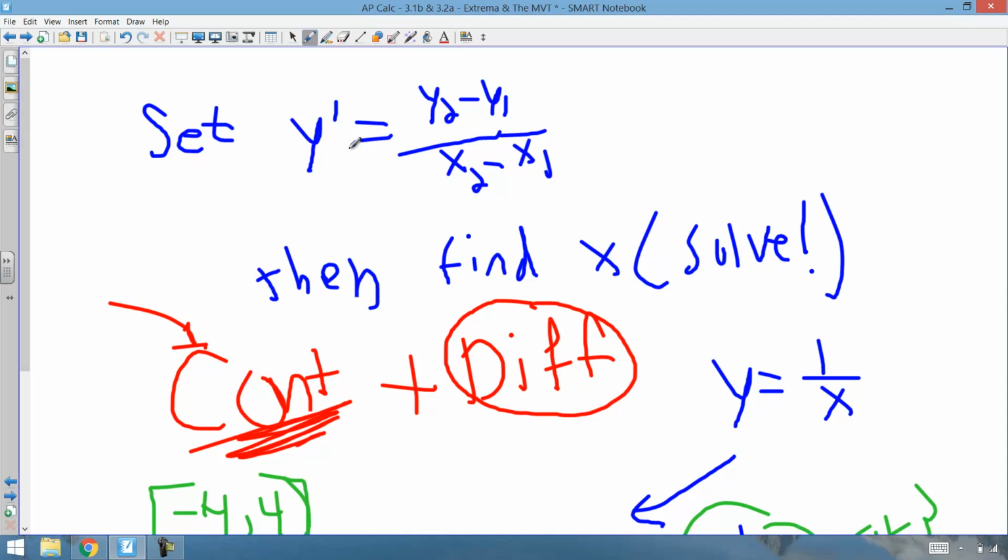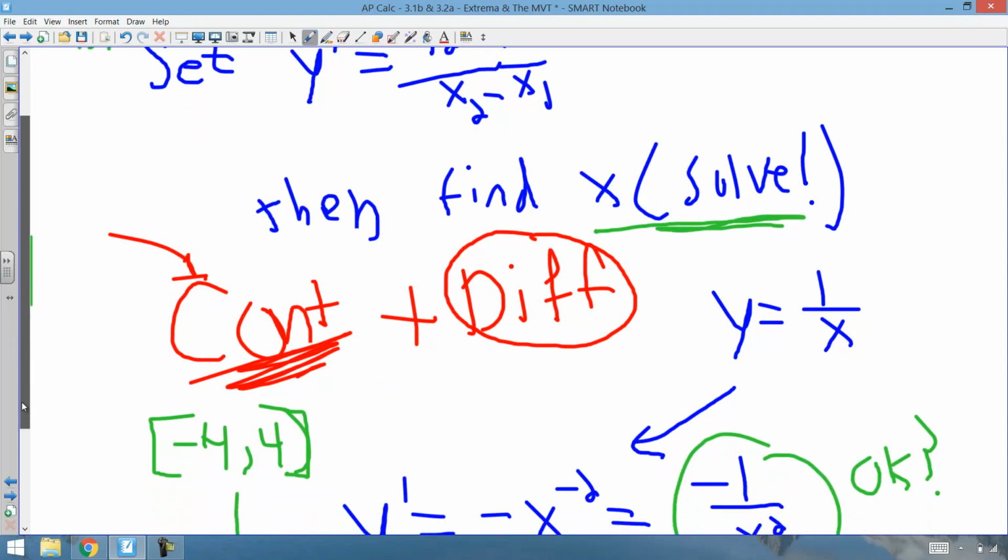So lastly, what I want you to understand is basically this is what you're doing here. Once you've tried that problem, you're here. You want to know that this is basically what the goal is: to set the derivative equal to the algebra 1 slope. Set the y prime equal to y2 minus y1 over x2 minus x1. Then find x. Solve it. You've got to make sure it's continuous and differentiable, which is important.